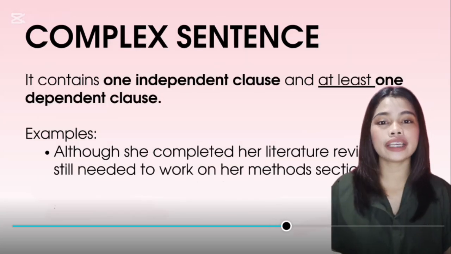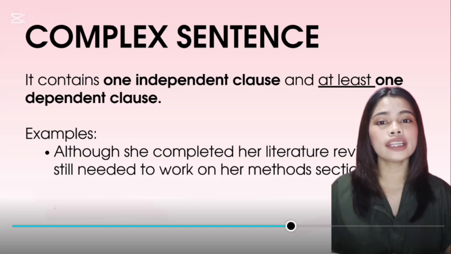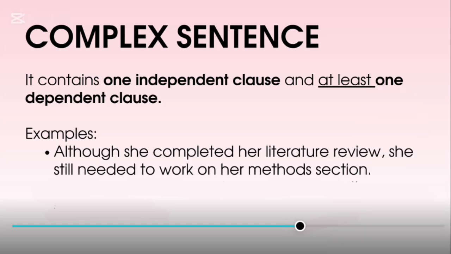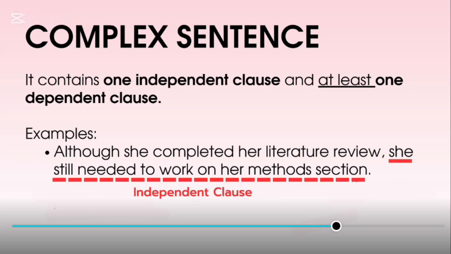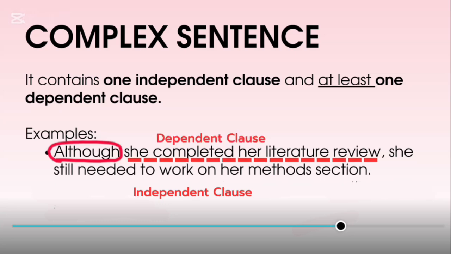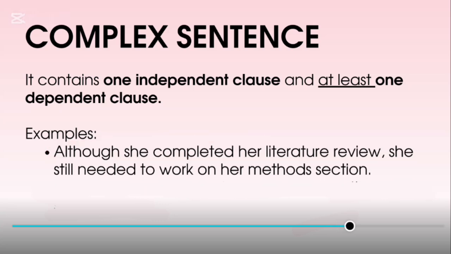Complex sentence contains at least one independent clause and at least one dependent clause. Complex sentence must have only one independent clause, and it may have one or more dependent clauses. In the first example, although she completed her literature review, she still needed to work on her methods section. We have there our independent clause, she still needed to work on her methods section, and our dependent clause is although she completed her literature review.